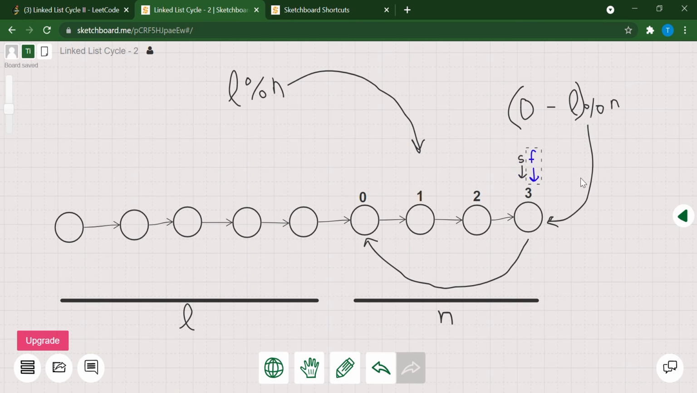And once they've reached here, at this index 3, what I'm doing is I'm moving the slow pointer back to the start of the linked list, right?